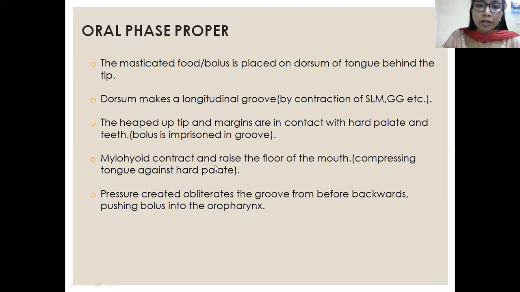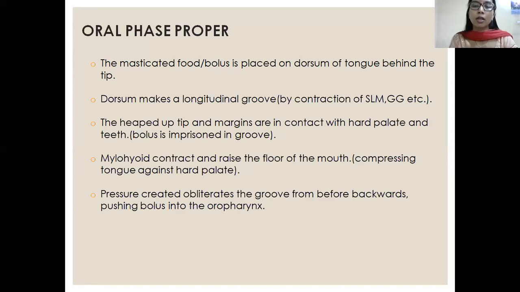The mylohyoid contracts and raises the floor of the mouth. So what happens? By raising the floor of the mouth, the tongue is also elevated and pushed against the hard palate. This pressure obliterates the groove from before backwards. So firstly a groove is formed, the food is sitting there, the tip elevates, the edges elevate, and ultimately the entire tongue elevates so that this groove is obliterated.